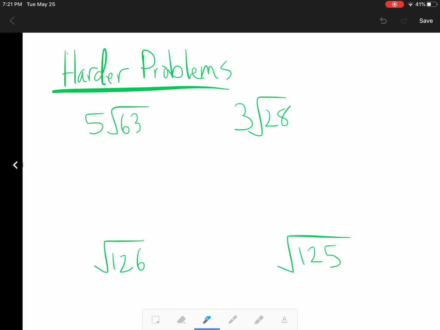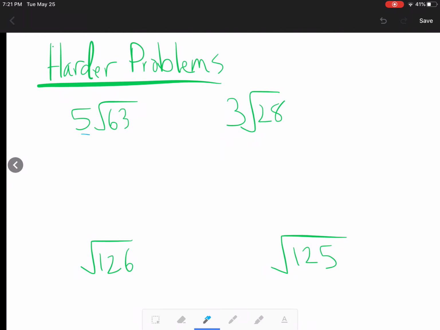For harder examples, we're going to have a number right here, and the operation between the 5 and this root 63 is multiplication. So whatever we take out of here is going to end up getting multiplied to that 5. For something like 63, I look at this as 5 times the square root of 9 times 7. I'm breaking it down to 9 because I know the square root of 9 is 3. So this will come out as a 3. This disappears, but it's going to be 3 times 5.